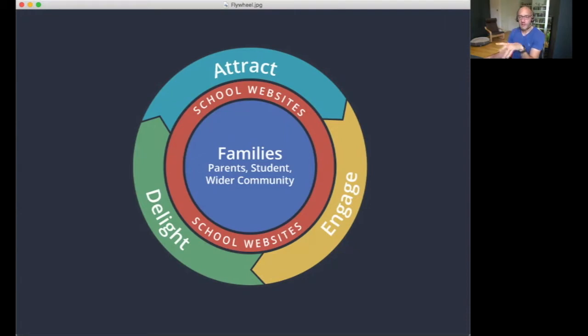The flywheel, as you can see, is made up of 3 vital parts that fuel engagement when it's done correctly. So you can see here you've got attract, engage, and delight that work all the way around. Think about what we've just looked at. You can see the problem lies in the education sector about how we approach parental engagement at the moment. We talk about engagement when actually there's an opportunity to go much further than that. So attract is number 1, engage is number 2, delight is number 3. What if you could go further than just engage your parents, but actually delight them?